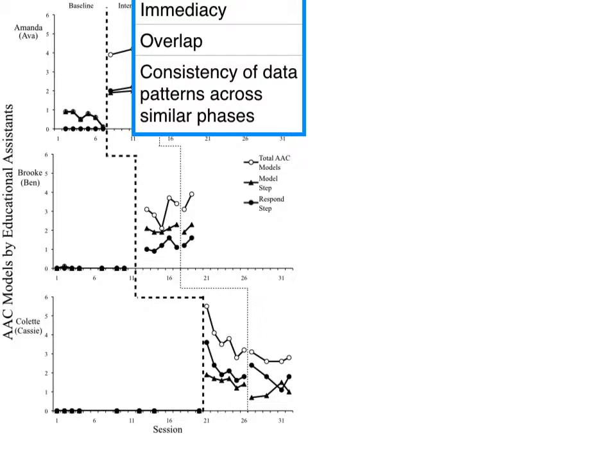For Amanda. For Brooke, it's at almost 0, and then it's up around 3 plus. Colette, it's at 0, and then anywhere from 5 and change to 3. And you see that interesting same decelerating pattern or downward pattern to the data.